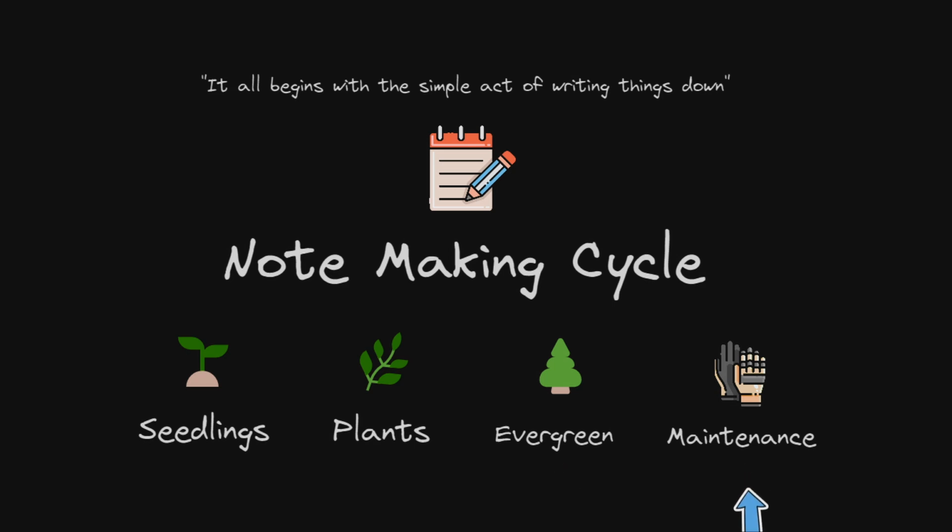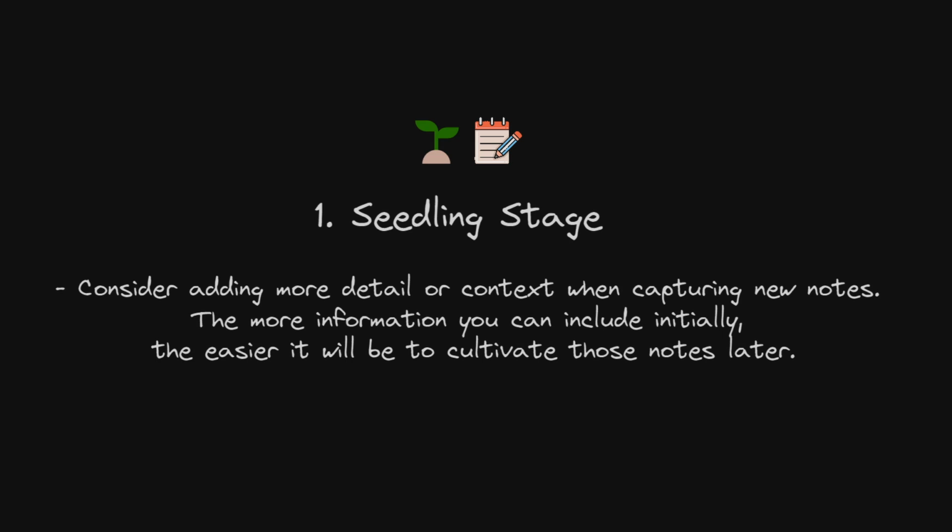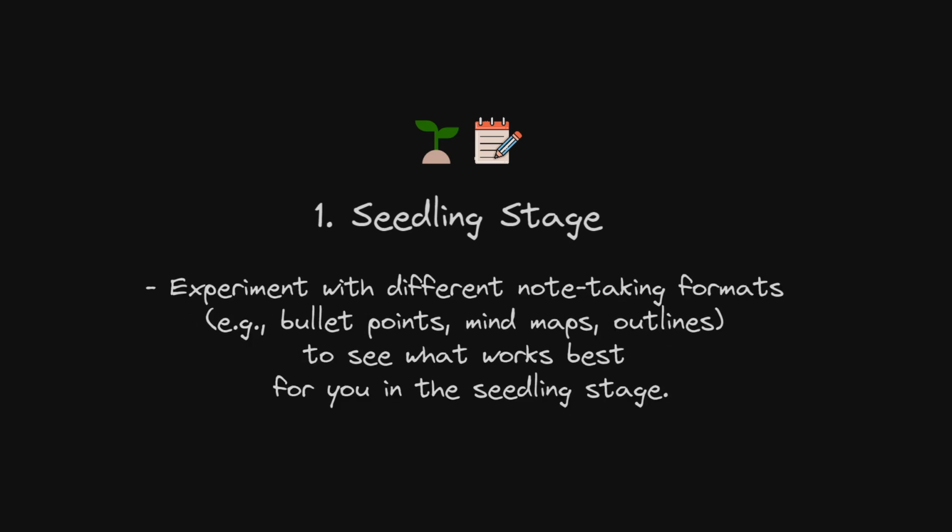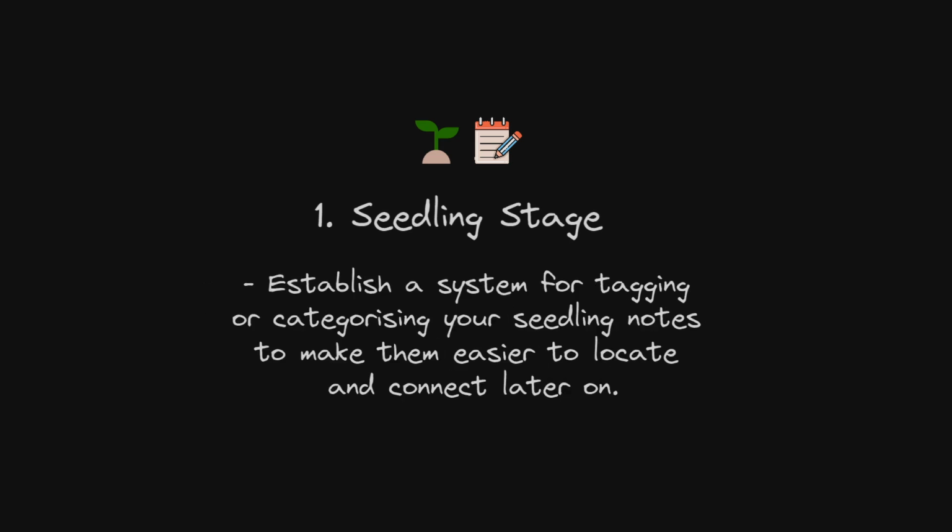Knowledge garden maintenance. Seedling stage. Consider adding more detail or context when capturing new notes. The more information you can include initially, the easier it will be to cultivate those notes later. Experiment with different note-taking formats, for example, bullet points, mind maps, outlines, to see what works best for you in the seedling stage. Establish a system for tagging and categorizing your seedling notes to make them easier to locate and connect later on.